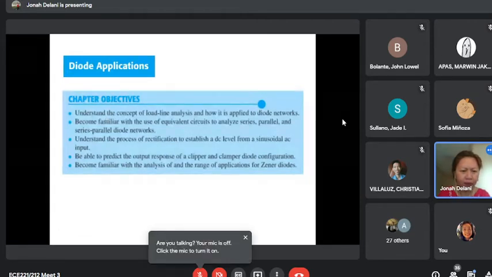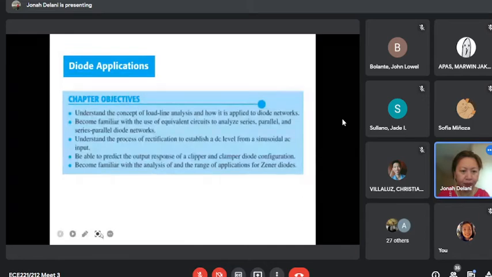Understand the concept of load line analysis and how it is applied to diode networks. Then we should, after the chapter, be able to be familiar with the use of equivalent circuits to analyze series, parallel, and series-parallel diode networks. Understand the process of rectification to establish a DC level from a sinusoidal AC input. And predict the output response of a clipper, clamper, diode configuration.